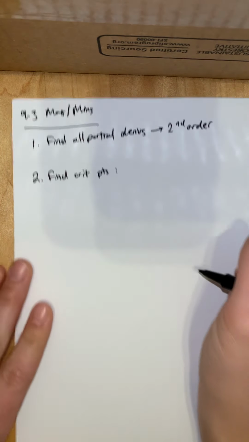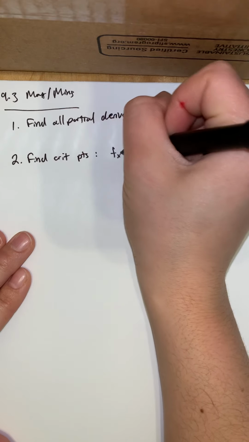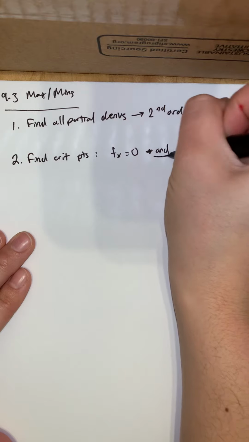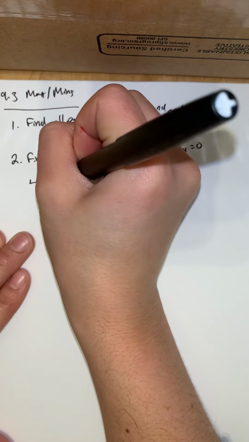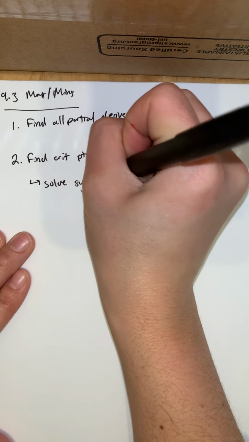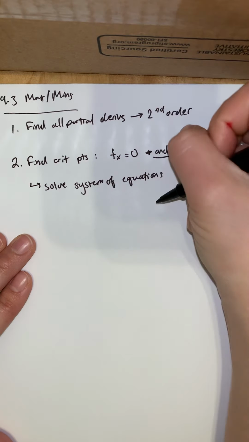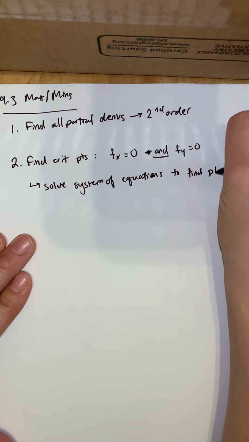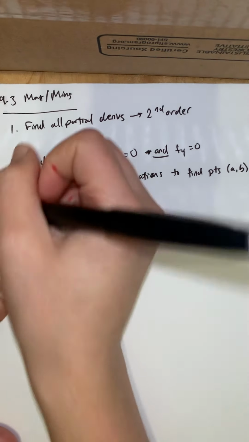I did this slightly differently in the notes that are posted, hopefully momentarily, online. So find our critical points. We're going to set f sub x equal to 0 and f sub y equal to 0. And then we're going to solve the system of equations that we get to find some points, a comma b. Okay.